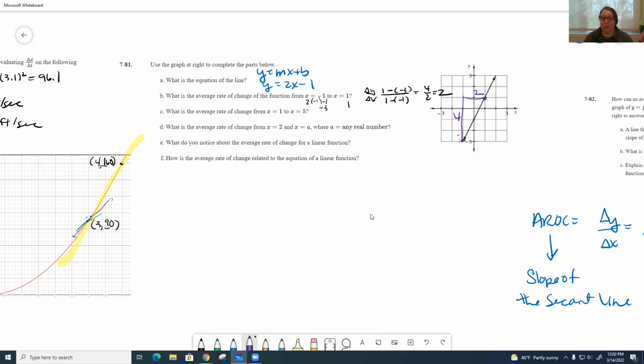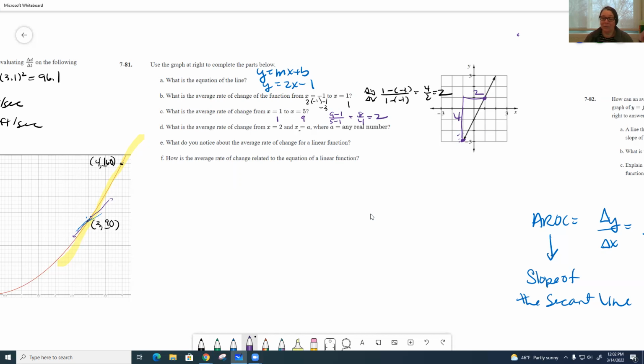Okay, so here I could do the same thing where I plug 1 in here for x, right? And I already know that that gives me 1. And then I could put 5 in here for x, so 10 minus 1 is 9. And I could do 9 minus 1 over 5 minus 1 and get 8 over 4, which is just 2. Which again should make sense because from here to any other point on the line, the slope is always 2. So here in D, when it says, what is the average rate of change from x equals 2 to x equals a, where a is any number?